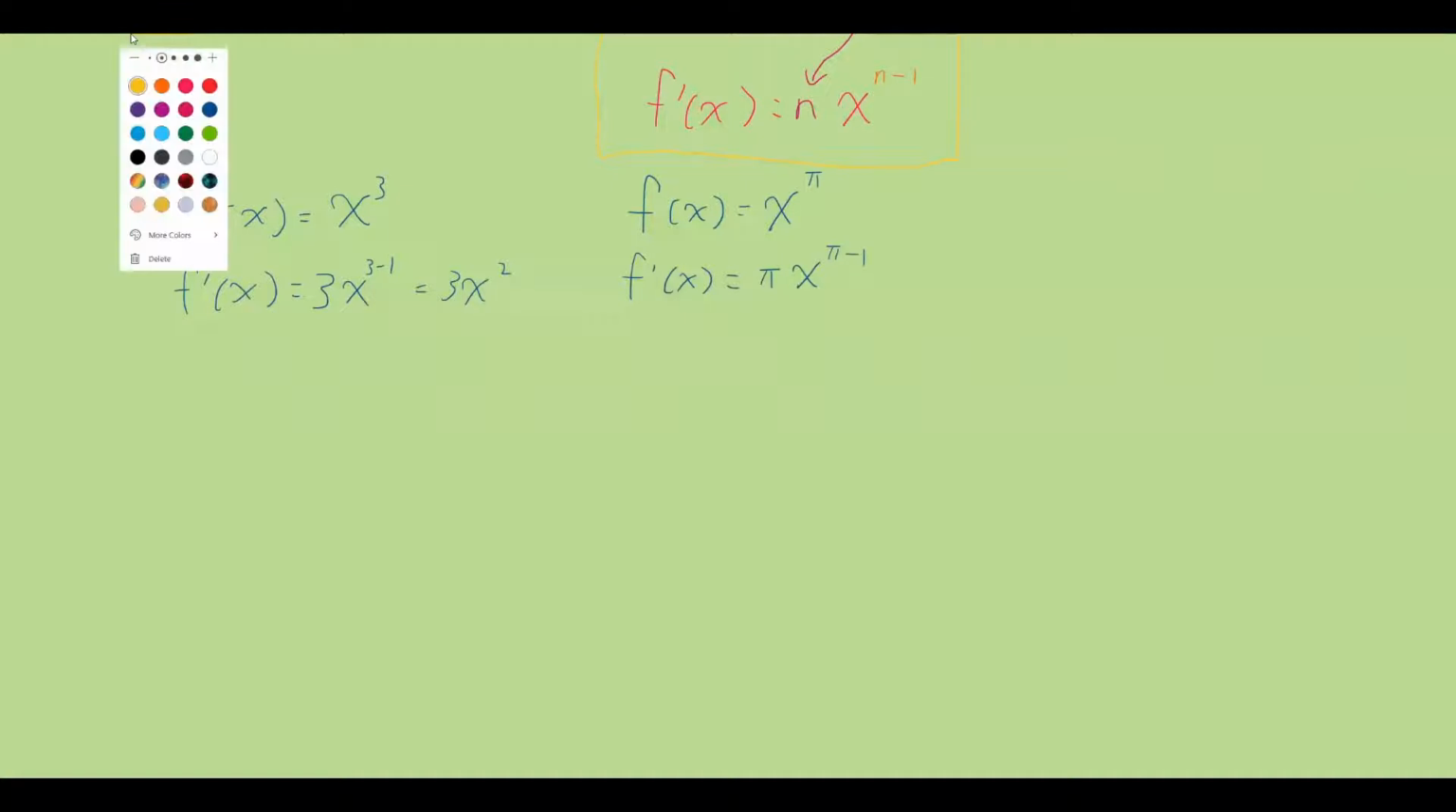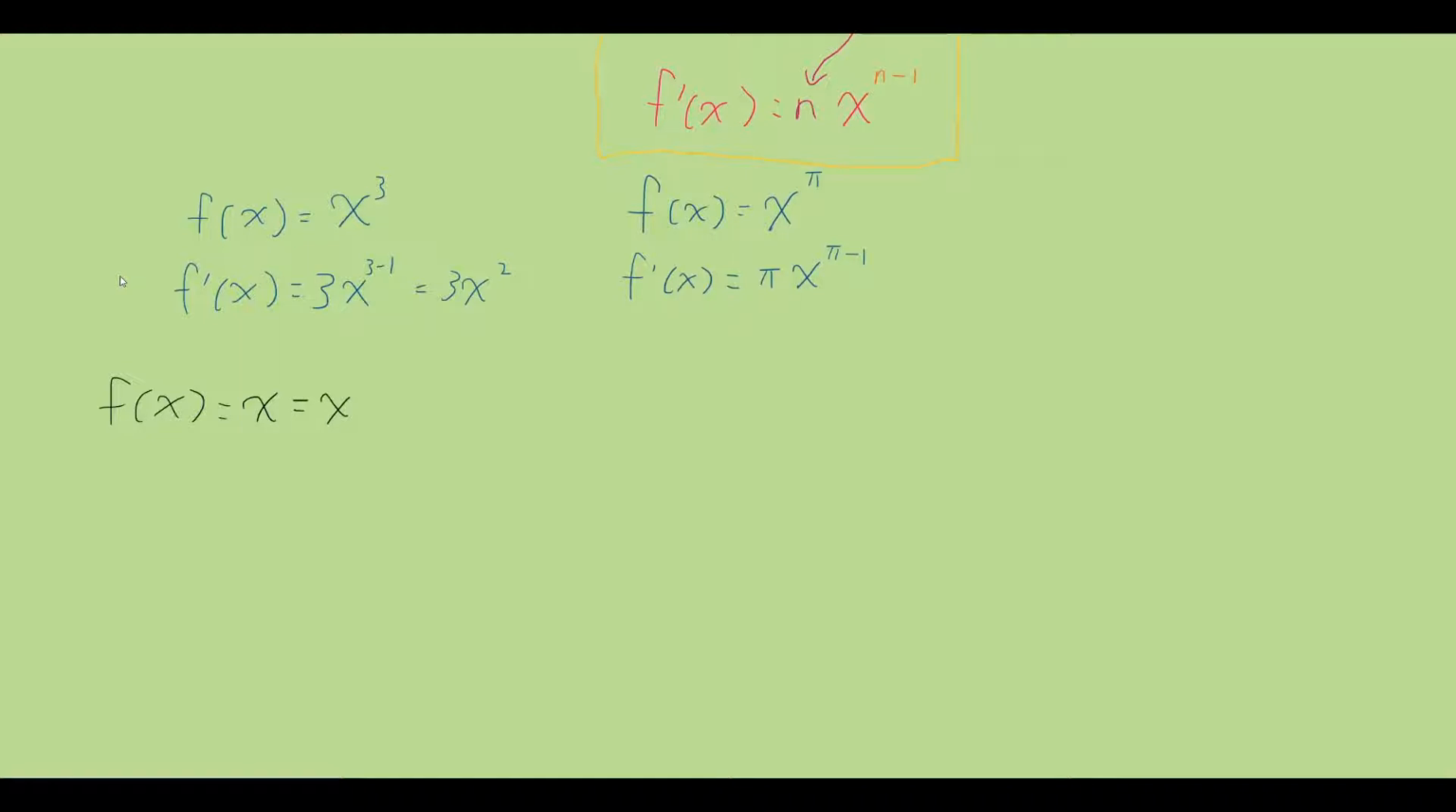All right, let's do one more. What about f of x is equal to x? If it's just x, that's a linear function with x to the power of 1. To take f prime, we bring down the power of 1, multiply by x to the power of 1 minus 1, which is 1 times x to the power of 0. And any number to the power of 0 is 1, so this is actually just 1.